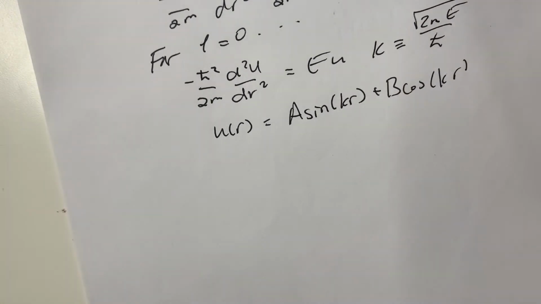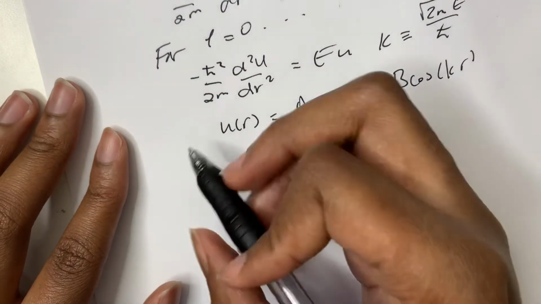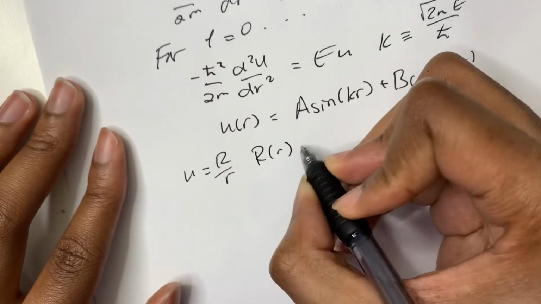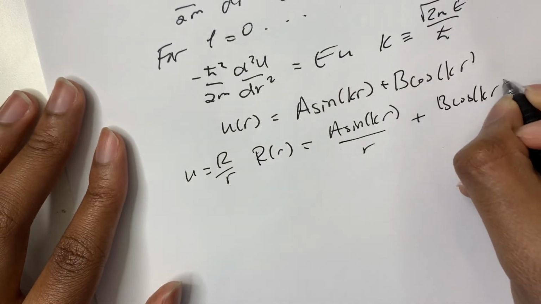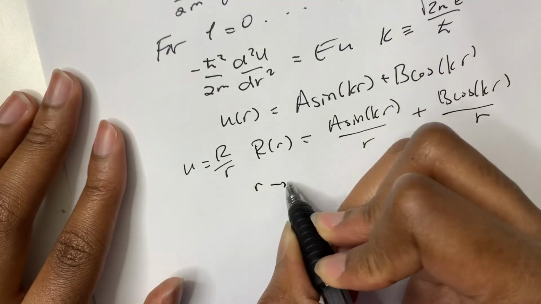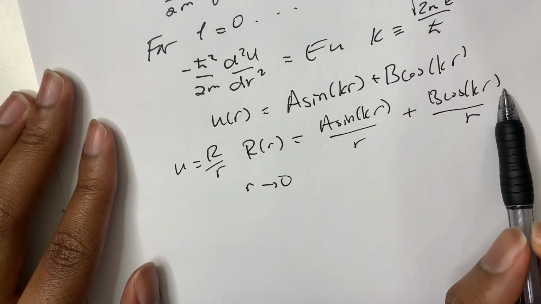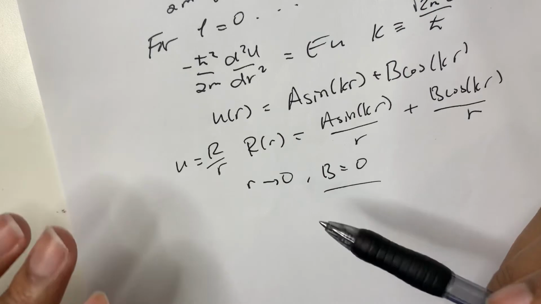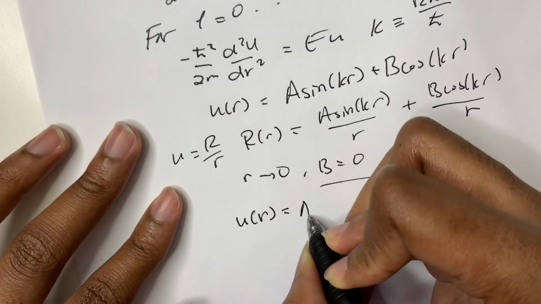And what do we have to do now? Well, here's u of r, right? Remember that u is going to be big R over small r. So R of r is going to be A sine of kr over r plus B cosine of kr over r, right? Now, what happens as r approaches 0? Well, as r approaches 0, this term over here diverges due to the cosine of kr term. So we have to make B equal to 0 for the radial wave function to be normalized. So letting B equal 0, we now have u of r equals A sine of kr.